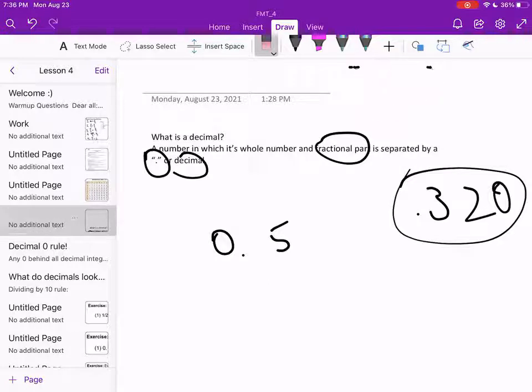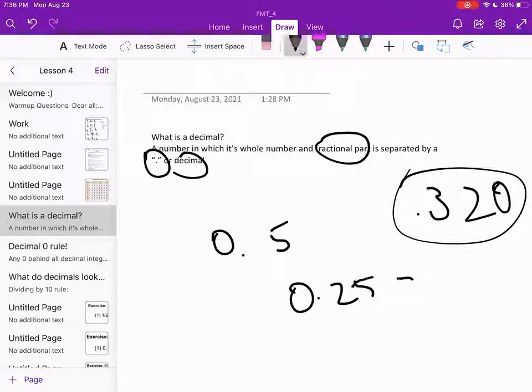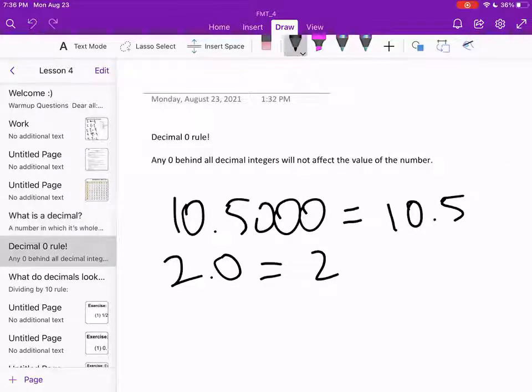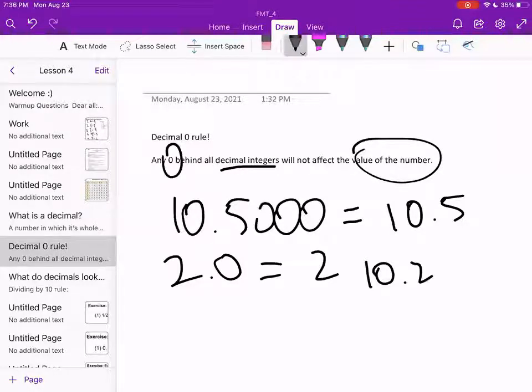So as I just showed here, 0.25 is equal to 1/4. So how did I figure that out? Well, let's go on to the decimal zero rule, right? If you have any zero behind decimal integers, it will not affect the value of the number. So if I have 10.2, actually, I'll just use the examples here.